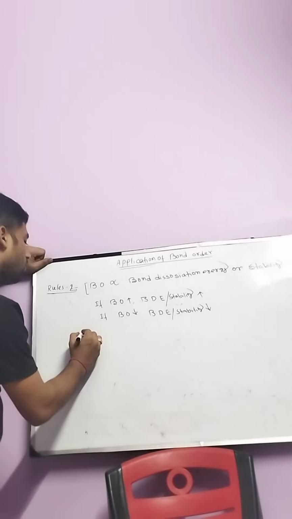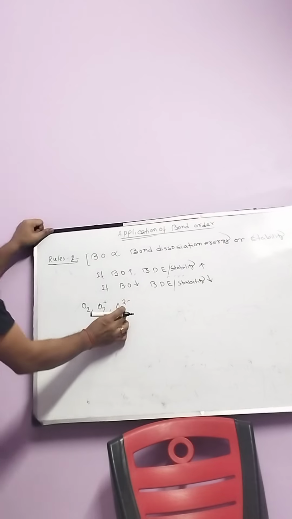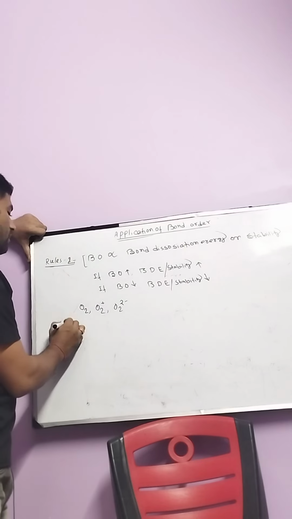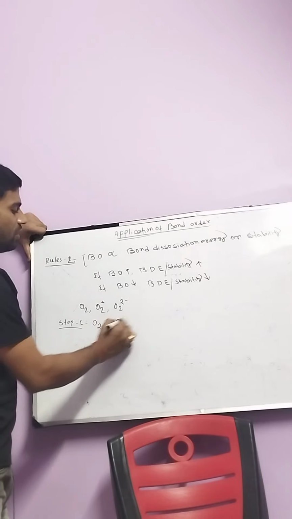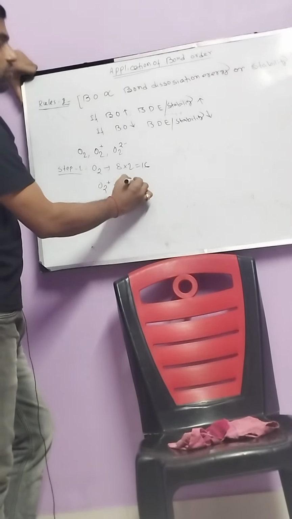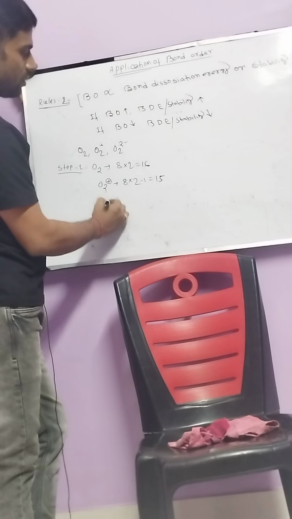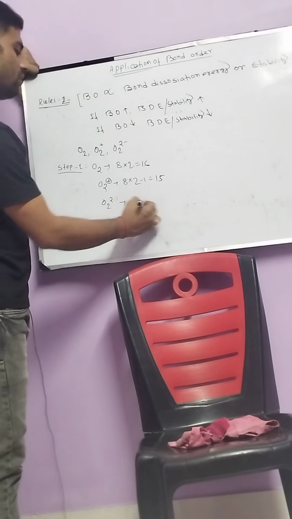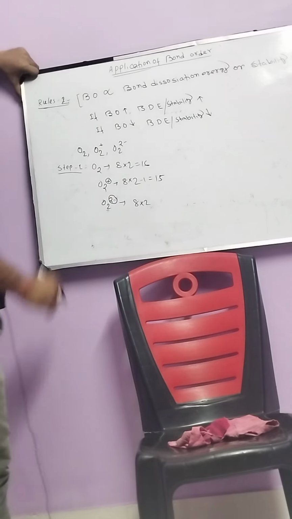For example, O2 plus, O2, and O2 2 minus, the superoxide-type ions. First, step 1, the total number of electrons. For O2, oxygen has 8 electrons, 8 into 2, that means 16. For O2 plus, 16, and the plus species means 1 electron deficient, so 15. For O2 2 minus, the minus species is denoted by excess electrons.